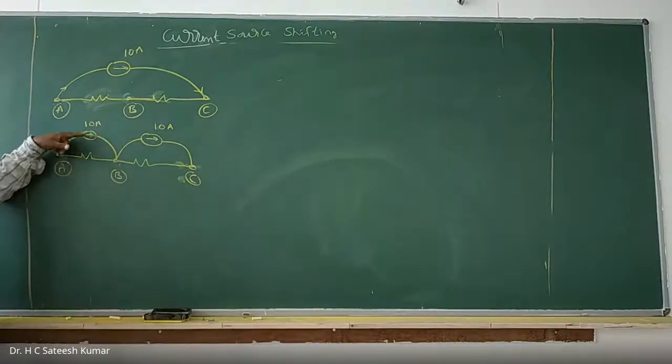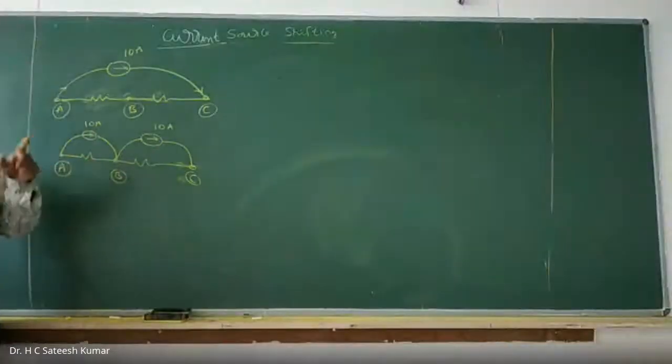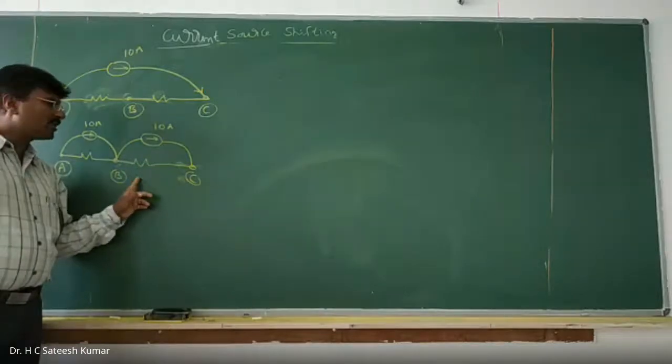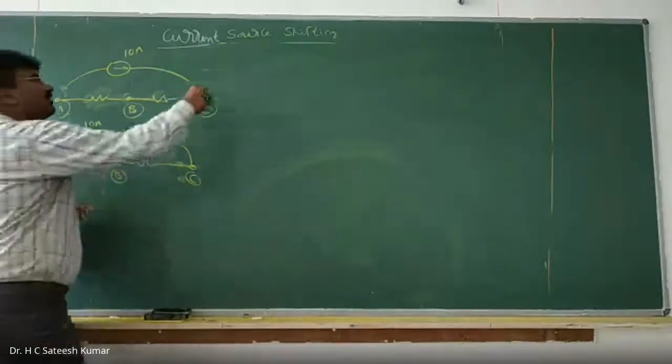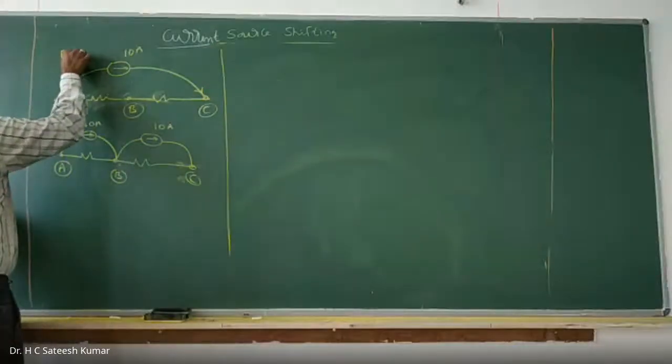Now what do we have? A current source in parallel with the resistance. I can convert it into a voltage source in series with the resistance. Here too, a current source in parallel with the resistance, and I can convert it into a voltage source. That's how. This is example number 1. Another example I will give, example 2.